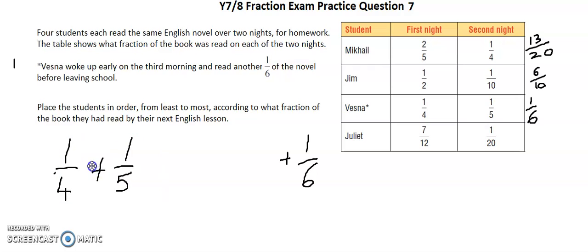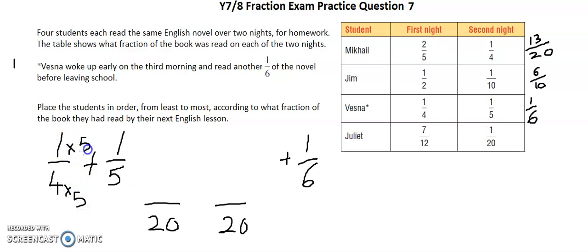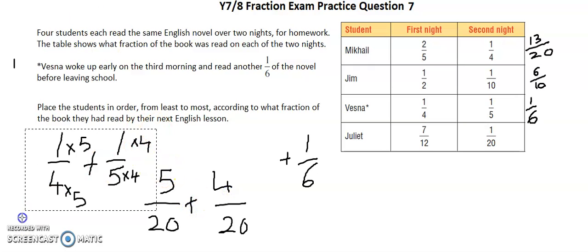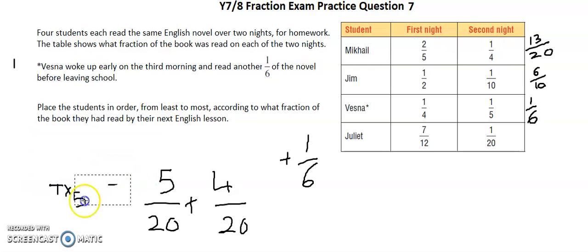Straight away, I know 4 and 5 have a lowest common multiple of 20. So I'll make it out of 20. To get 4 to 20, I times it by 5, so I'm timesing my numerator by 5. And 1 times 5 is 5. Likewise, with 5, I'm timesing it by 4 to get to 20, which means I times my numerator by 4. So 5 plus 4 pieces equals 9 pieces out of 20.